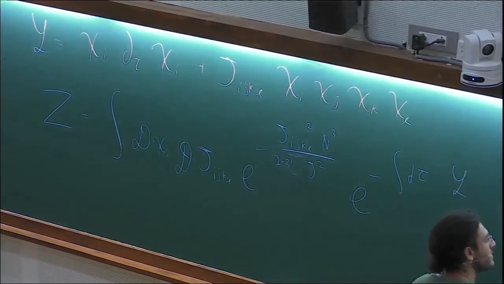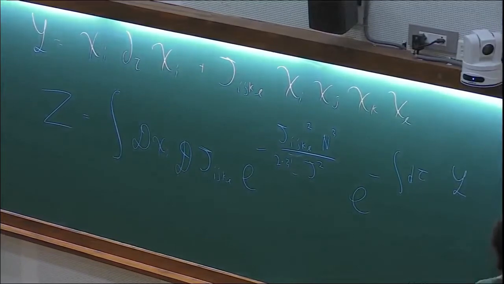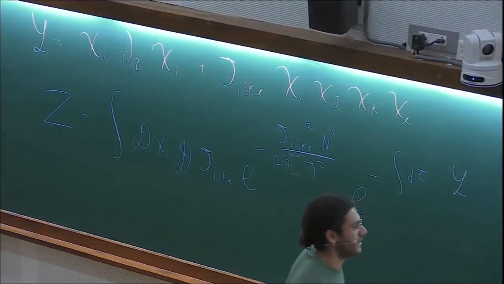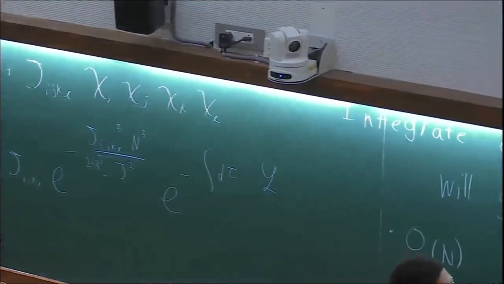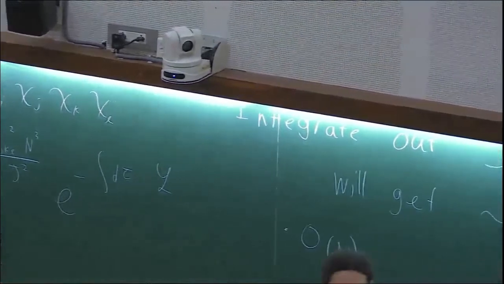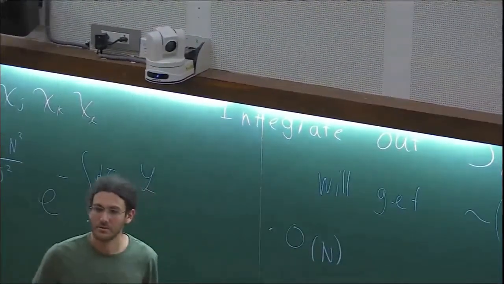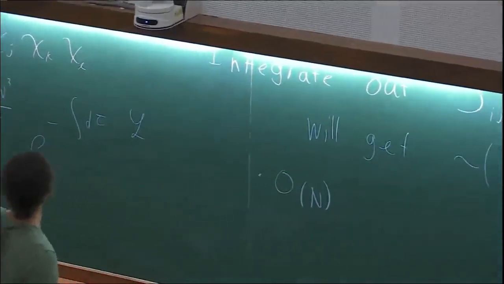And now you'll notice, I'll write the action more explicitly in a minute. You'll notice that we now have an O(n) symmetry because this term is symmetric under O(n), which is what I was saying yesterday, that the model has O(n) symmetry after disorder averaging.